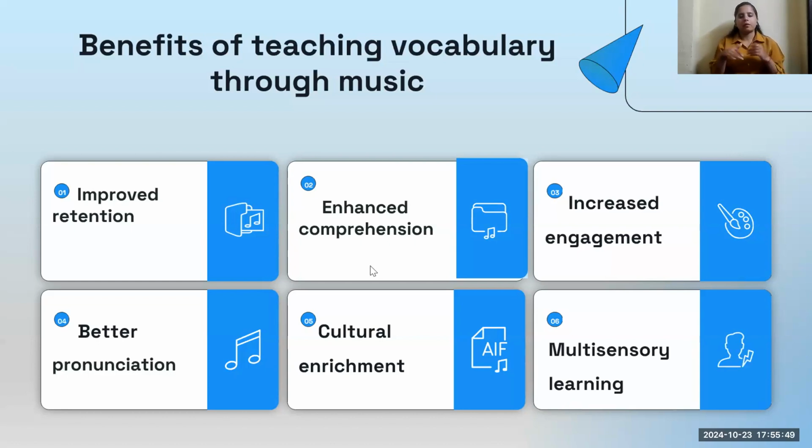Next, multisensory learning. Of course, music involves a combination of auditory and kinesthetic elements, through which it creates an altogether different effect, and it impacts learners even with different learning styles. The multisensory approach is one that has again been talked about highly by NEP. So music plays an important role in achieving these prospects of NEP as well.